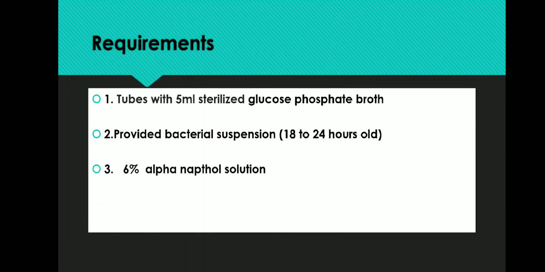Requirements: number 1, tubes with 5 ml sterilized glucose phosphate broth. Number 2, provided bacterial suspension. Number 3, 6% alpha-naphthol solution, and number 4, 40% KOH solution.